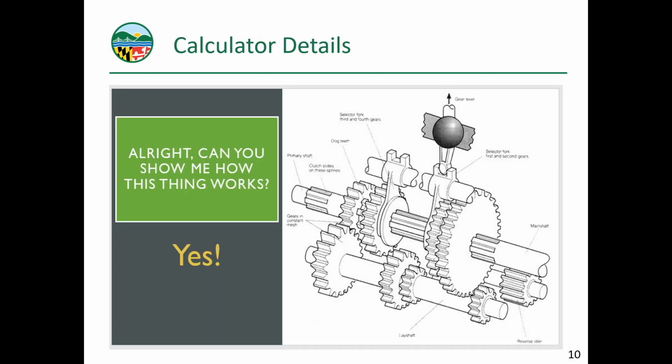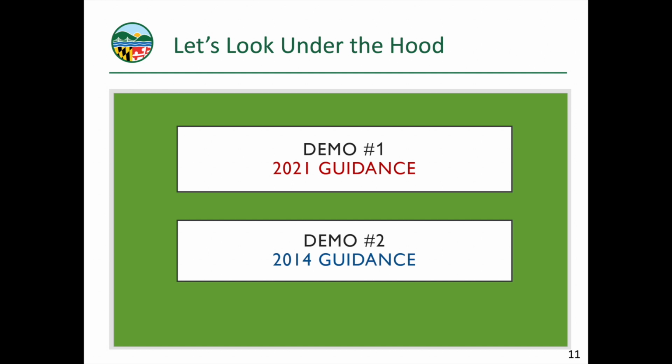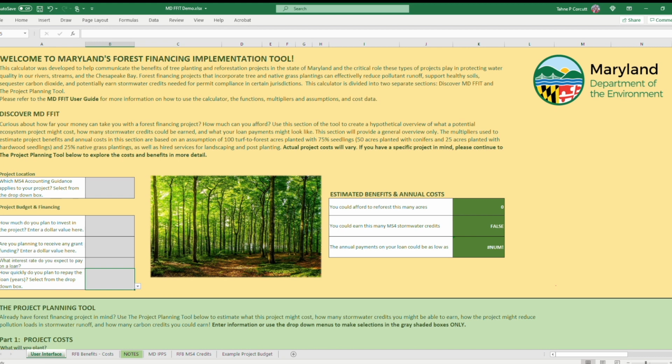Now, we'll demonstrate how Ffit works, since that's likely the reason you're here. Let's begin with the yellow section of the tool. If you're curious about how far your money can take you with a forest restoration project, or would like to get a better idea of how much you can afford, this section of the tool is a great place to start. Here, you can create hypothetical scenarios to estimate what a forest restoration project might cost, how many stormwater credits might be earned, as well as what your annual loan payments might look like.